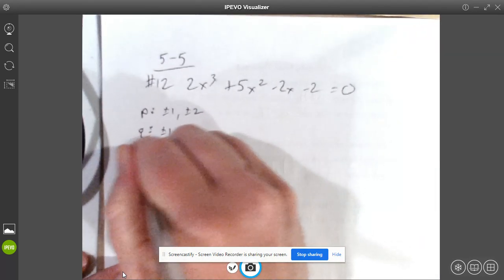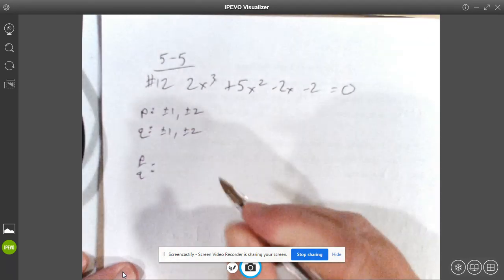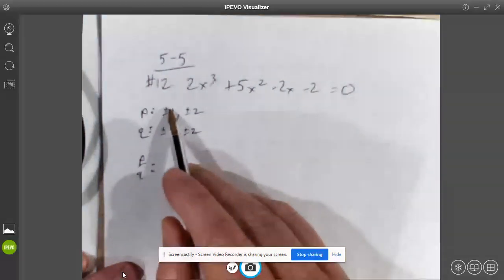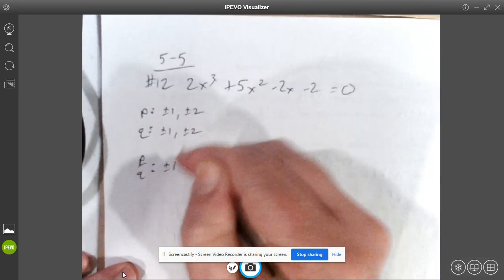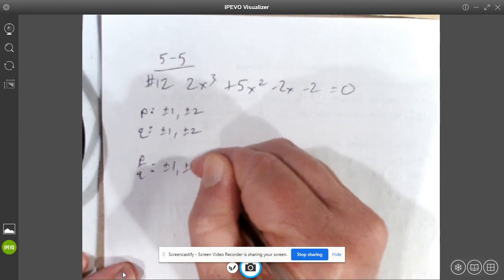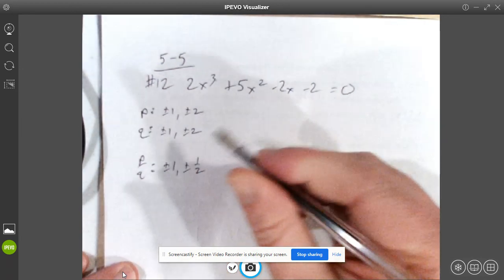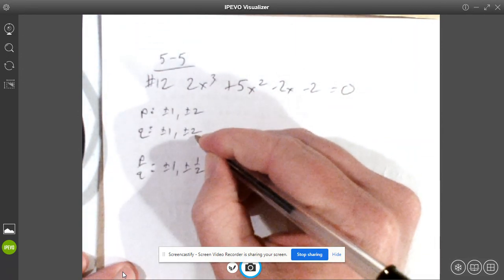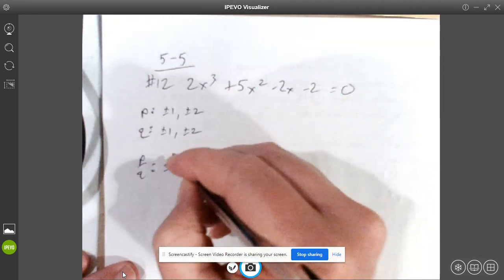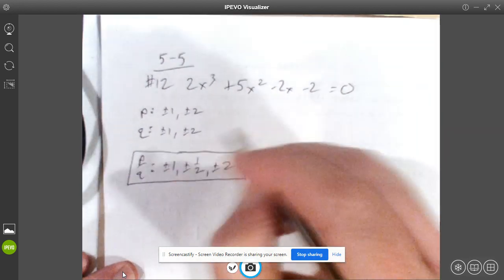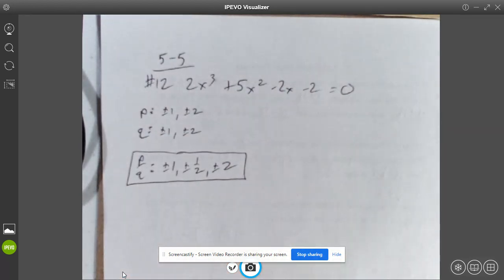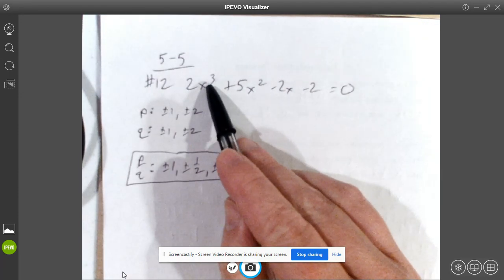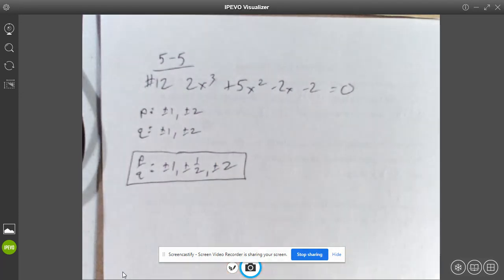So all my different combinations of P over Q would be, let's see, I can go 1 over 1. I can go 1 over 2. And again, the positive, negative of those. I can go 2 over 1. Or I can go 2 over 2, but 2 over 2 is the same thing as 1, so I've already got that listed. So all of my possible rational roots are right there. There could be up to 3 of them, but they're somewhere in these 6.